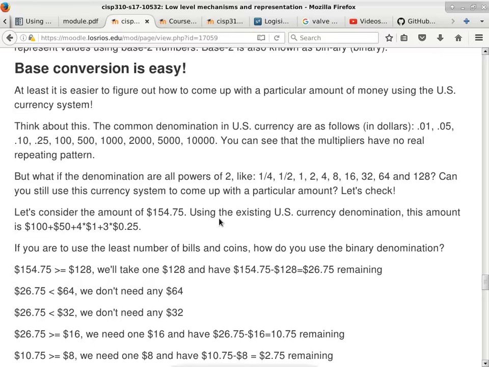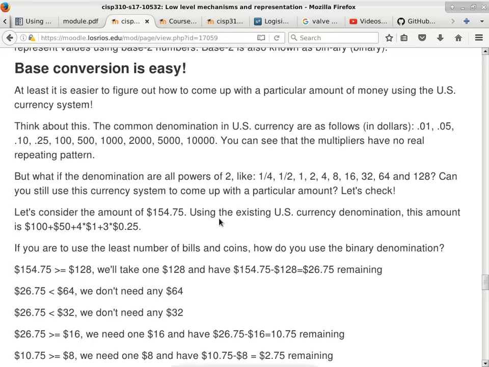$11.98, okay, which is exactly the number that I mentioned earlier, okay? So using only the common bills and the common coins, okay, how would you do this? I don't want to hear 1,198 pennies.